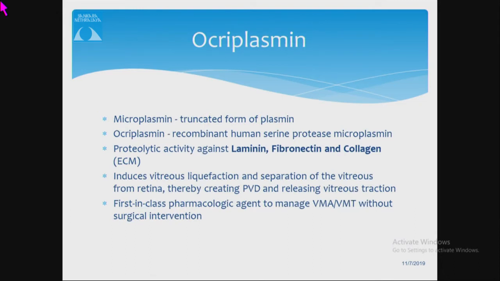Ocriplasmin has been the first-in-class pharmacological agent to manage VMA or VMT without surgical intervention. Microplasmin is the truncated form of plasmin, and ocriplasmin is the recombinant human serine protease microplasmin. It has proteolytic activity against laminin, fibronectin, and collagen, which form the extracellular matrix glue. It induces vitreous liquefaction and causes the separation of vitreous, thereby leading to PVD and the release of vitreous traction.